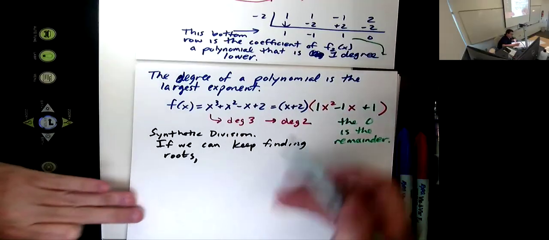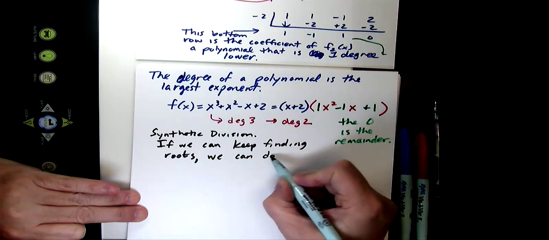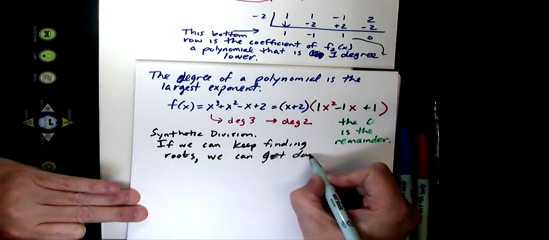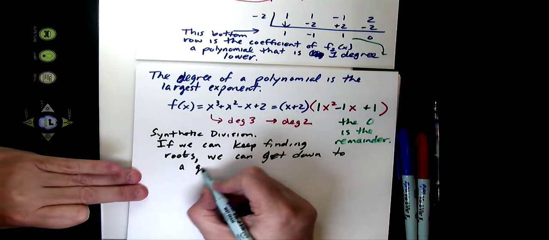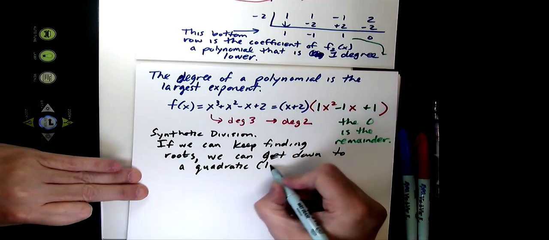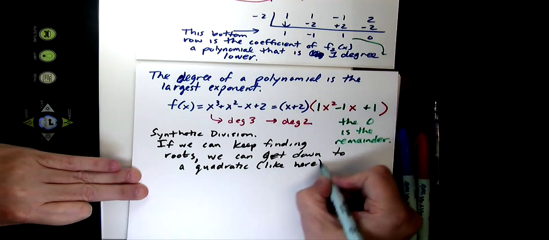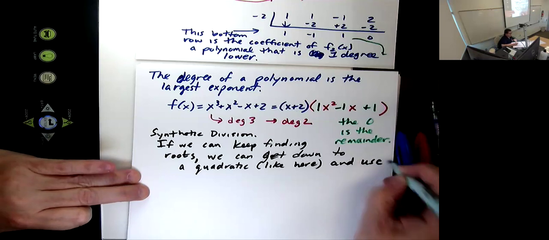If we can keep finding roots, we can get down to a quadratic like we did here, and then use quadratic techniques to find the other two roots.